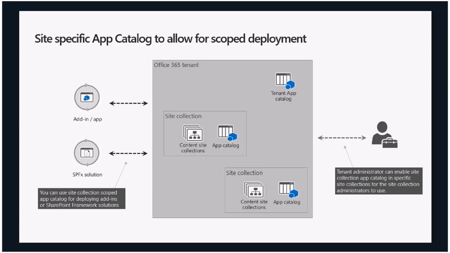But after the tenant admin has given permissions for specific site collections to have the app catalog, those can be created based on the PowerShell commandlets that the tenant administrator is using. And then at that point, the site collections will have their own app catalog, and you're able to deploy add-ins and SharePoint Framework solutions only to be available for end users within that site collection. And isn't that cool, right?